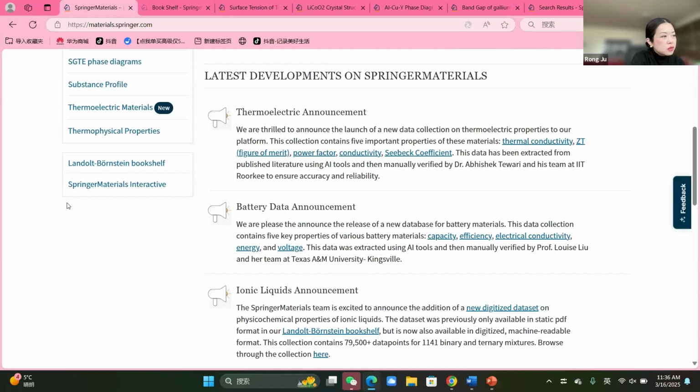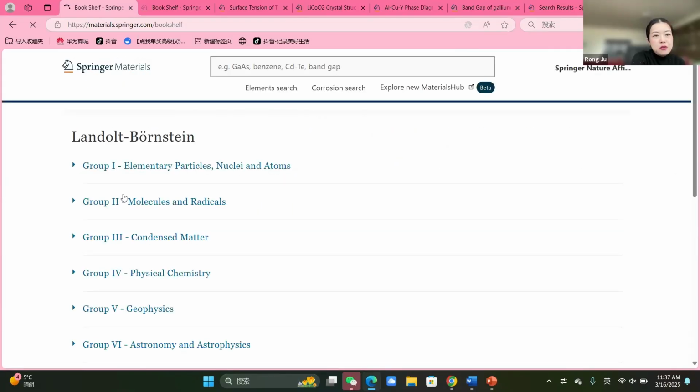If you scroll down, you see there's a section called Landolt-Börnstein bookshelf. So that's where you can find all the information for all the volumes for this book series. As I mentioned, there are 540 volumes of them. So it's difficult for your lab, the lab in your university or research institution, to keep all of them. And right now, SpringerMaterials is the only place that you can find this book series.